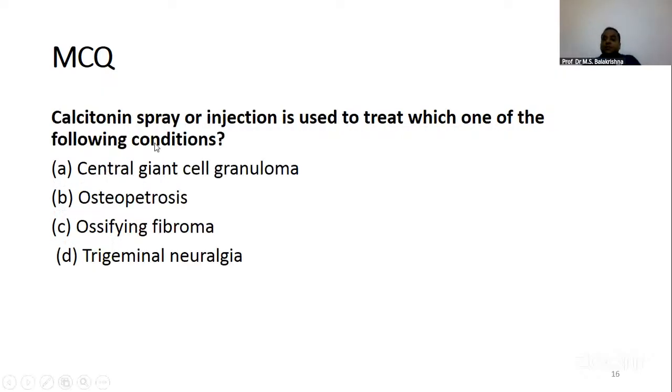Next question. This is a very interesting question. Calcitonin spray or injection is used to treat which one of the following conditions? Okay, so this calcitonin spray is basically a nasal spray. It is used for treating osteoporosis, bone-related problems, and certain bone-related conditions. Basically, this is used in women who are five years past menopause. So for them, this is given.